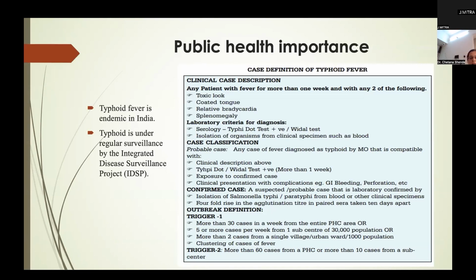So typhoid fever in India is endemic and it is of public health importance. Typhoid is under regular surveillance by the Integrated Disease Surveillance Project, and they have given a clinical case definition, like whom to call a confirmed case and whom to call a probable case. A confirmed case is any suspected or probable case that is lab confirmed by isolation of Salmonella typhi or paratyphi from the blood or other clinical specimens, or if there is a four-fold rise in the agglutination titer in paired sera taken 10 days apart.